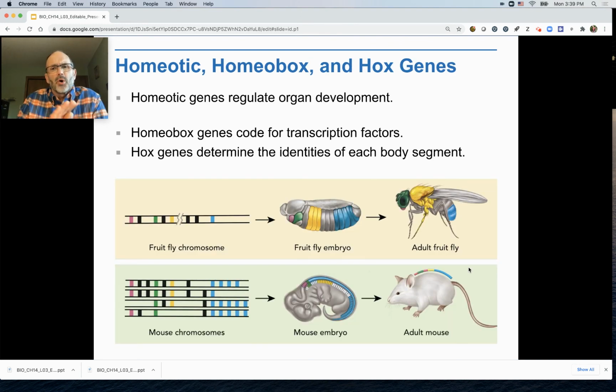All right. So there's a bunch of research that's been done on homeotic genes and how they regulate organ development in fruit flies. These things called homeobox genes code for transcription factors, and Hox genes determine the identities of each body segment. And so I'll elaborate on that a little more.